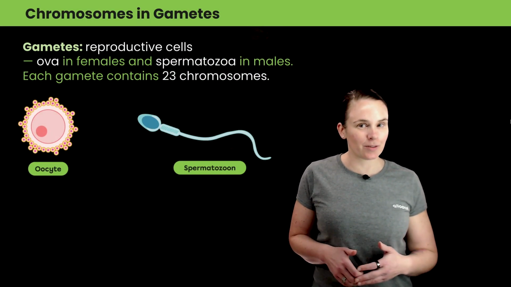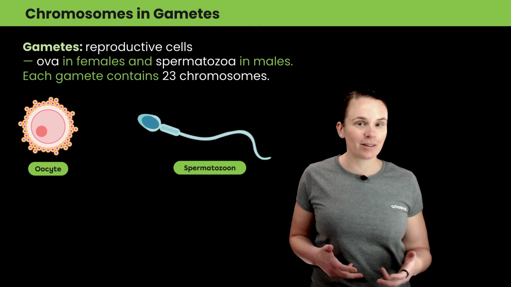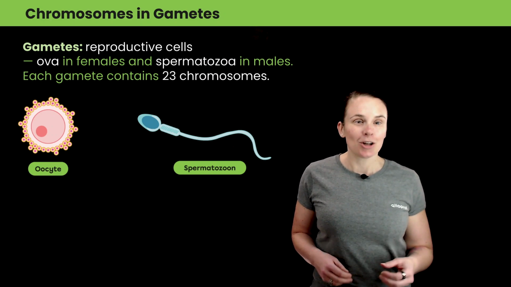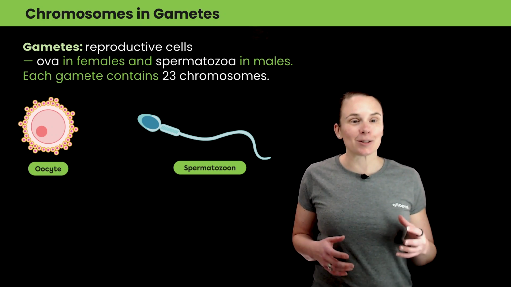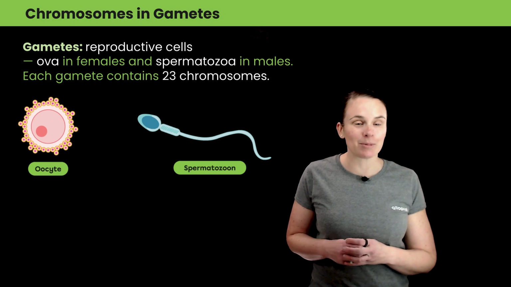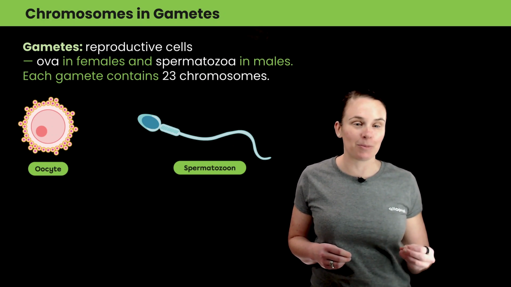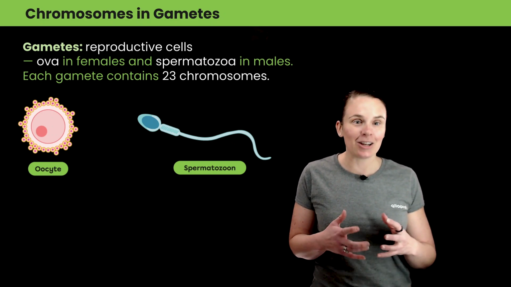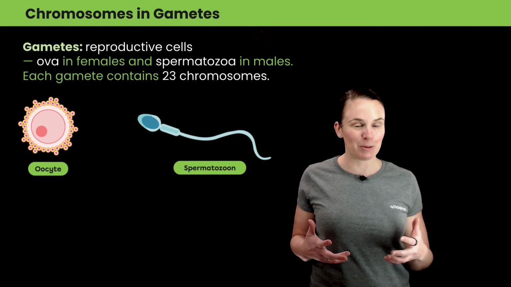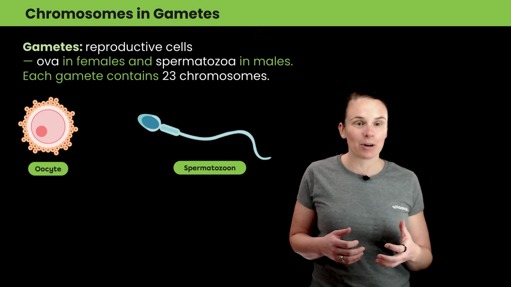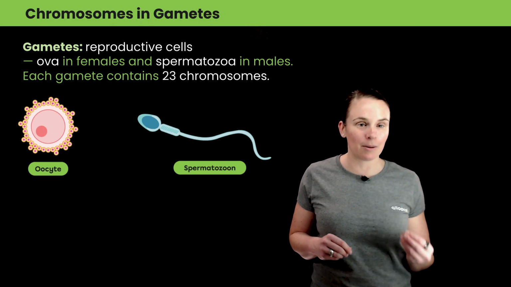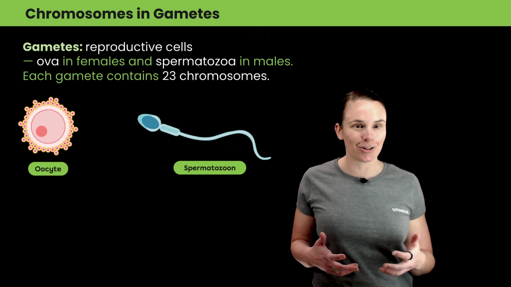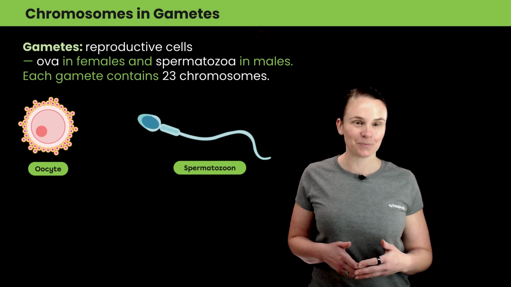So gametes are reproductive cells. We have the ova in females and the spermatozoa in males. And each gamete contains 23 chromosomes. So during sexual reproduction, the sperm and the ova will fertilize, will come together, and 23 chromosomes from the male will combine with 23 chromosomes from the female. They're going to mix up together, and you'll get 46 chromosomes of a new human being. And that is what's cool about sexual reproduction, is that because you're getting 23 chromosomes from the dad and 23 chromosomes from the mom, you're increasing that genetic diversity by creating this brand new person.